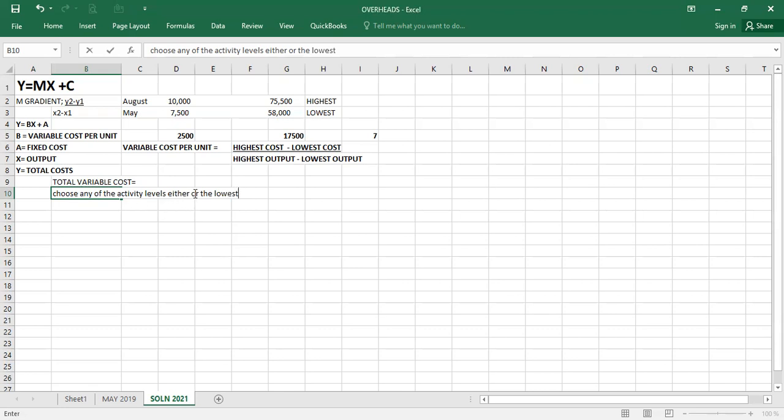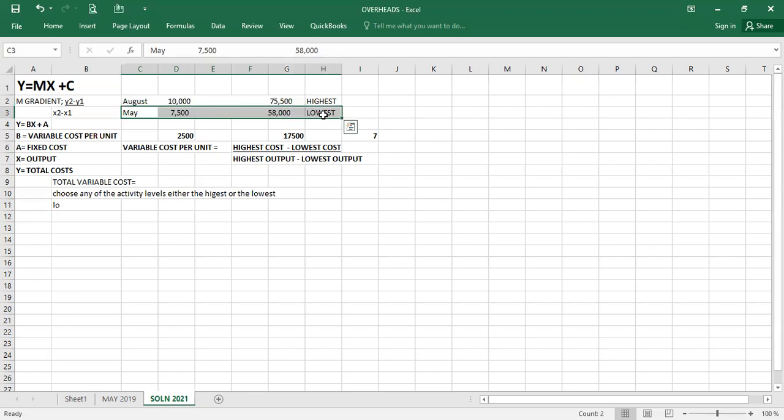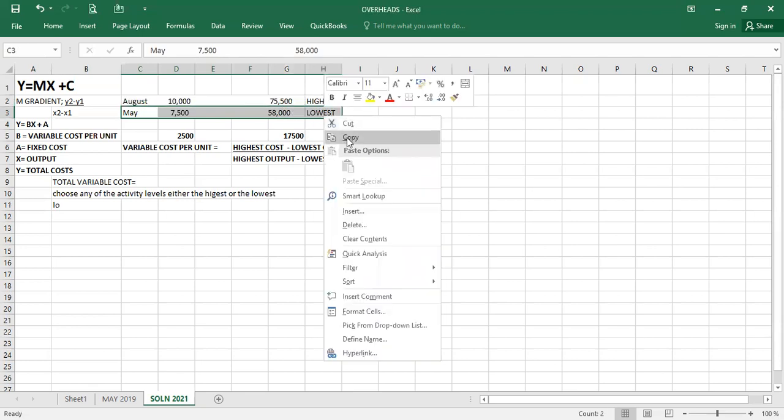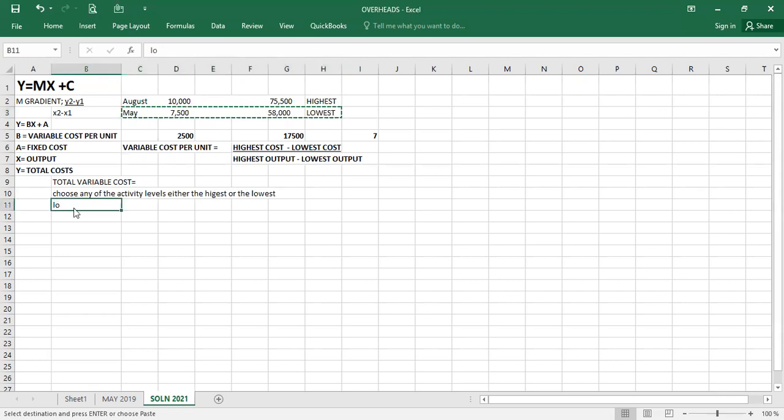Either the highest or the lowest. So we can take any, and this time I'm taking the lowest, and our lowest was in May. I copied that and pasted it here. So when I take this, our lowest, I'm going to use this activity level.